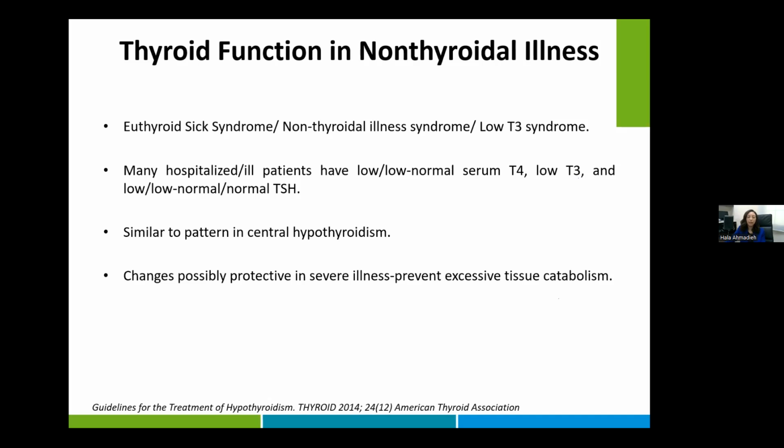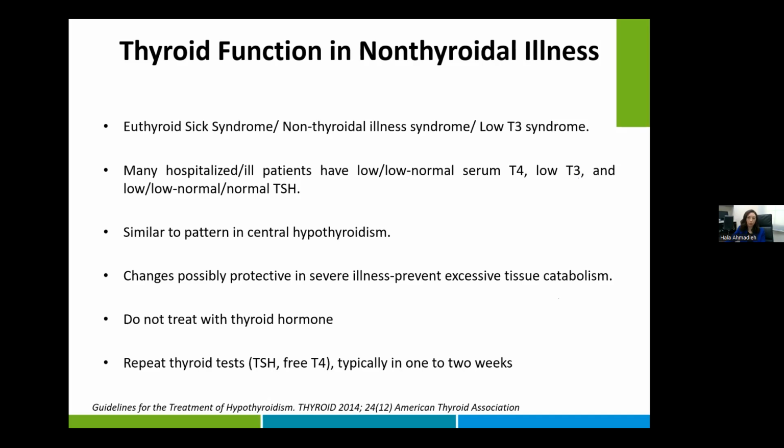In these individuals, it is a kind of protective mechanism that the body adopts in such a situation of critical illness. And we usually do not treat those patients with thyroid hormones. We recommend for those individuals in critical care units to have a repeat of their thyroid tests, typically in 1 to 2 weeks, because later on they would have recovery of the thyroid function without the need for treatment. Usually such a situation happens as a kind of physiological adaptation to the critical illness that they're passing through.